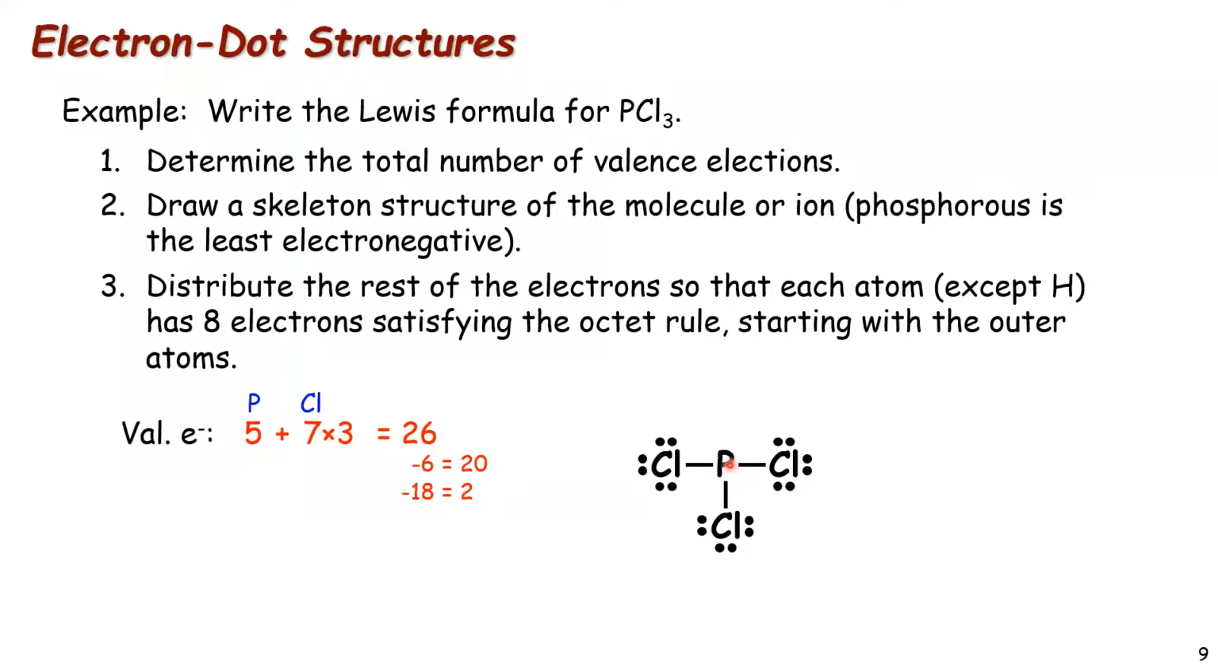Okay, well, that's good, because the phosphorus still only has 2, 4, 6. So we'll put that pair of electrons there. And now we have fulfilled the octet for all the atoms in this molecule. Now, as we're going to see, this is only the first step.